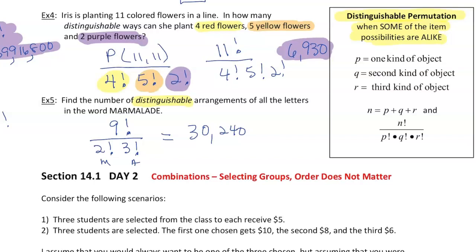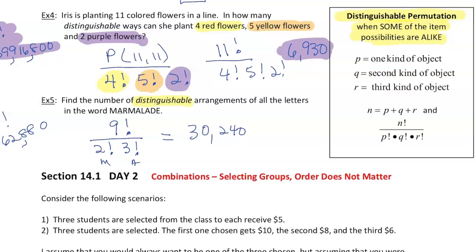What if I had a word that didn't have any repeats? What would that be? So let me put that in my calculator and we'll figure it out. So I want to do 9 factorial. So if I didn't have any letters that repeated, I would have had more than 10 times as many arrangements. Okay? So the key is repeat.